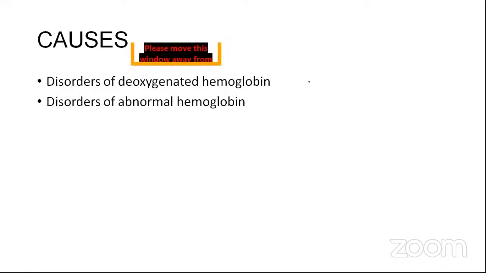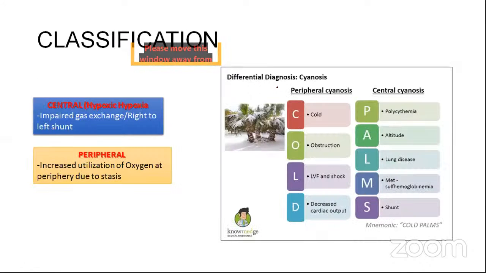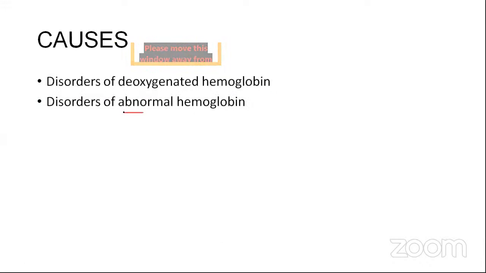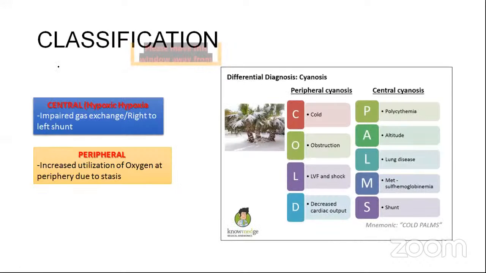So what can be the causes of cyanosis? Either it can be a deoxygenated hemoglobin or it can be an abnormal hemoglobin. So how is this deoxygenated hemoglobin going to be generated? And abnormal hemoglobin, I'll come to it. I have one case for abnormal hemoglobin as well. We can broadly divide cyanosis into central cyanosis and peripheral cyanosis.